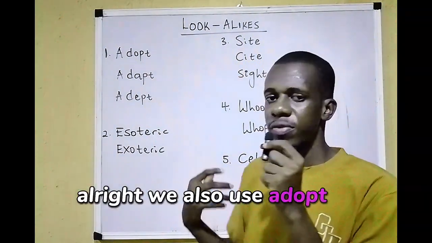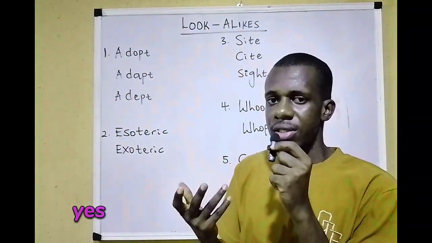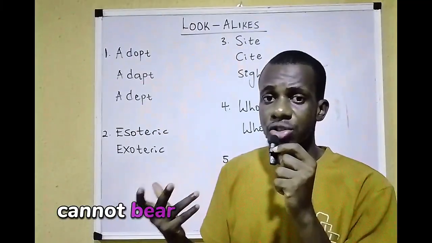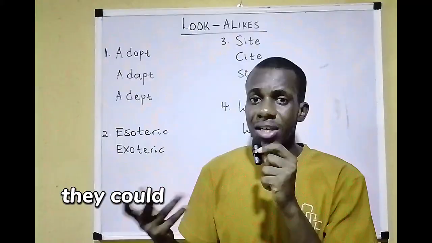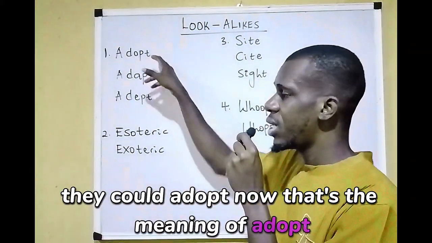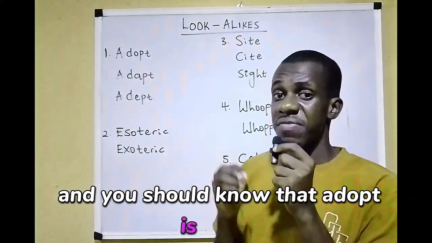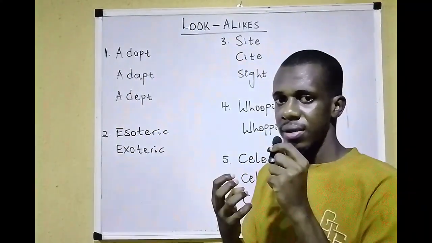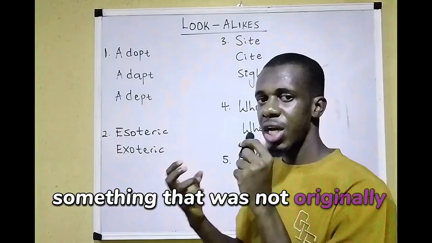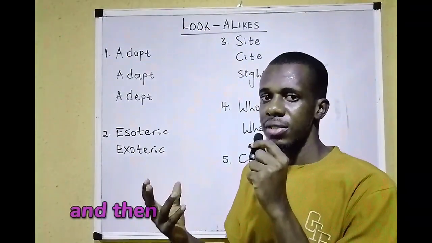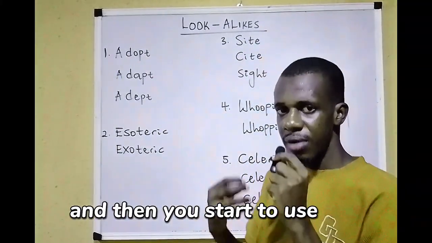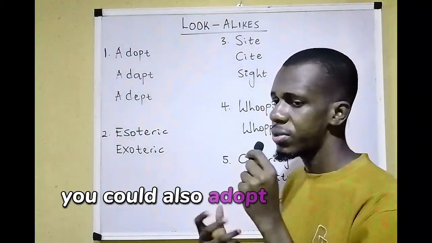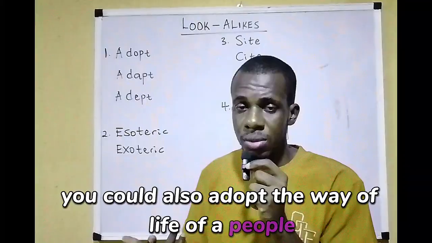We also use adopt for children. Especially for couples who, for one reason or the other, cannot bear children of their own, they could adopt. Now, that's the meaning of adopt. You should know that adopt is a verb, and it means to take something that was not originally yours, and then you start to use it, you personalize it. You could also adopt the way of life of a people.